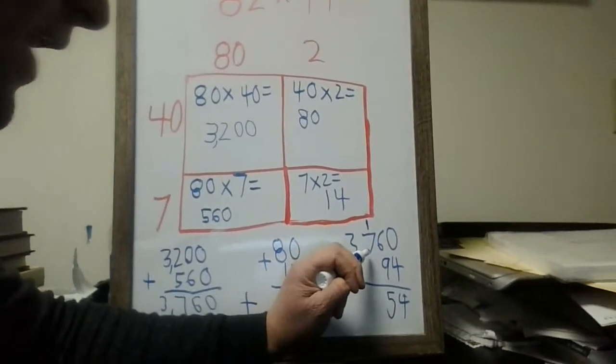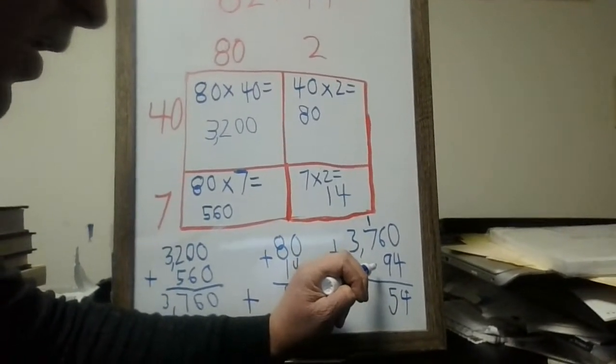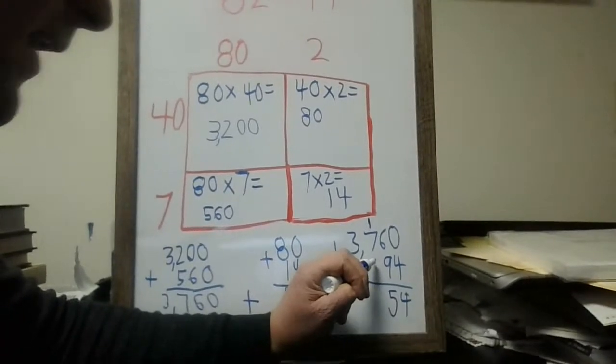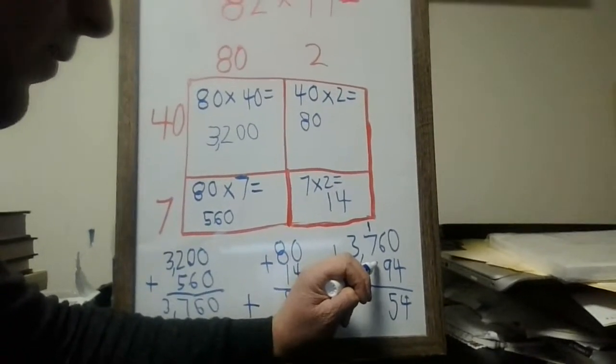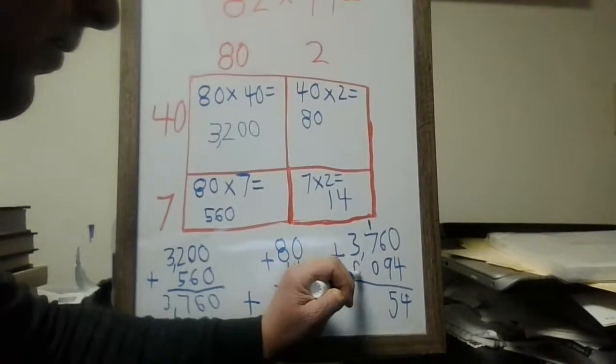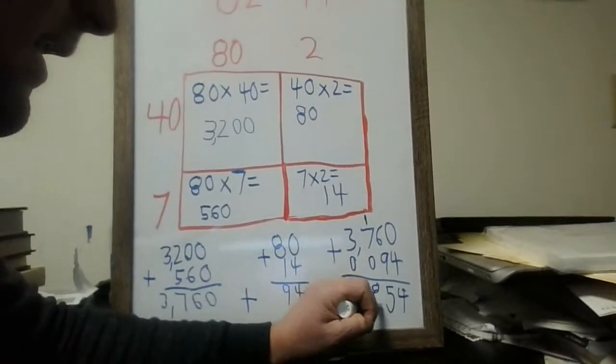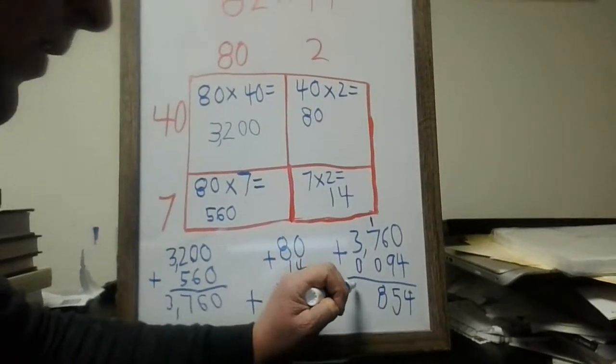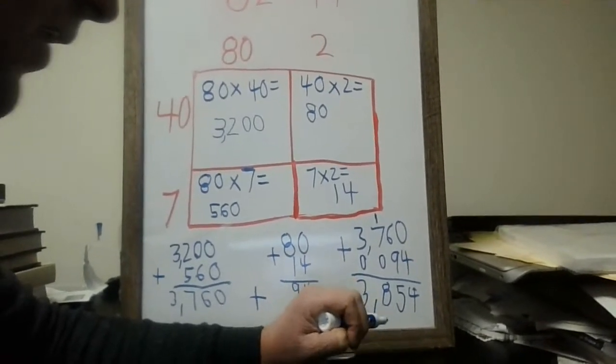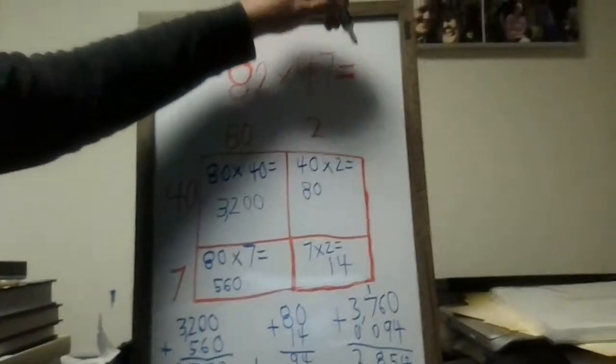1 plus 7 equals 8. Since there's no number in the hundreds place here, we assume that number is 0. So you could write the zeros in, but you don't have to. 1 plus 7, 8. 3 plus 0 equals 3. And we have our answer. Our answer is 3,854.